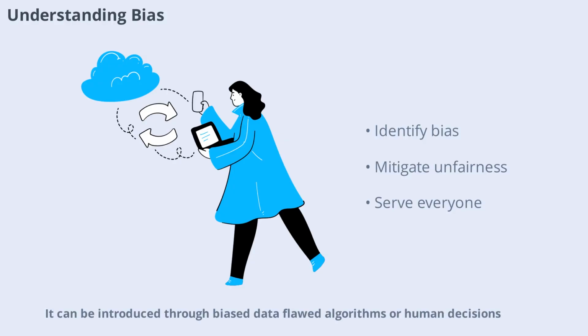Bias in machine learning can lead to unfair or discriminatory outcomes. It can be introduced through biased data, flawed algorithms, or human decisions. Identifying and mitigating bias is essential for building ethical AI systems that serve everyone fairly.